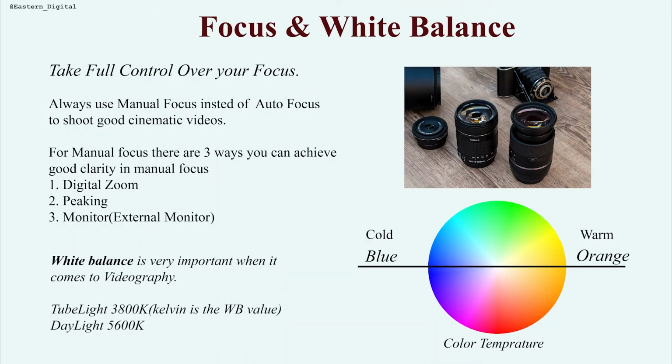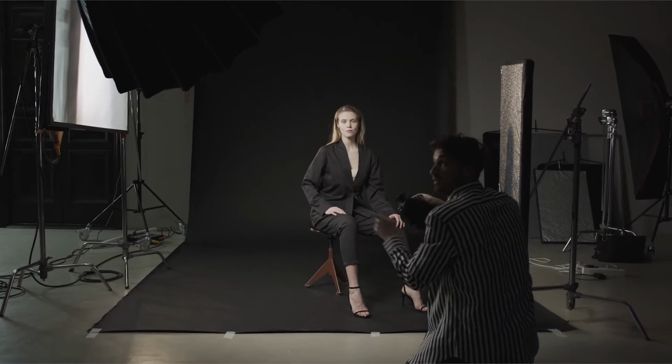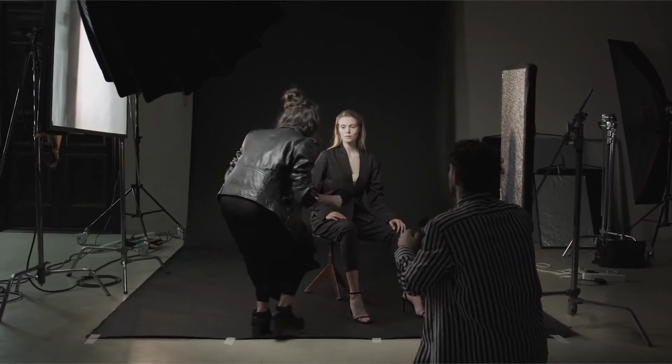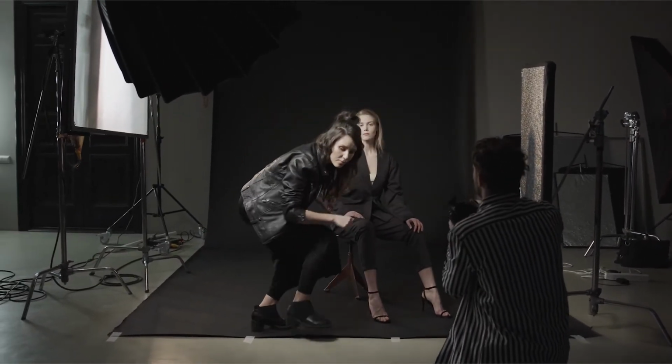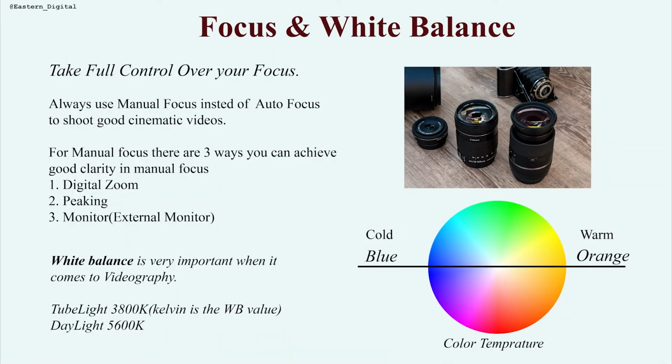Digital zoom, you are just digitally zooming the image and looking at the details. Peaking is basically highlighting the edges of high contrast areas. And third is using an external monitor to look at whether your subject is in focus or not. Manual focus can be mastered over a period of time and practice. So go and do some experimentation, shoot in your manual mode so that you can get more ideas about how the manual exposure or the manual focusing system work.